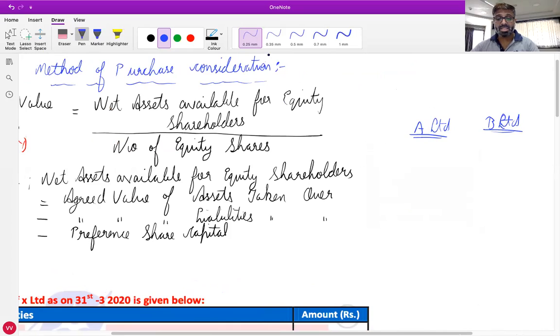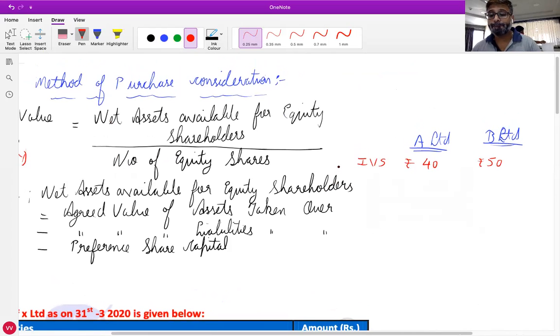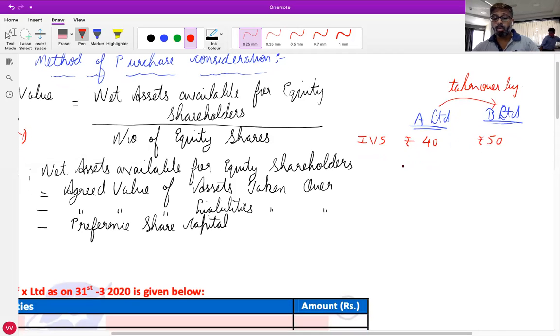Suppose the intrinsic value of shares of A Limited is 40 rupees and of B Limited is 50 rupees. Did you all get this? Now if A Limited is taken over by B Limited, the question arises, what will be the exchange ratio?